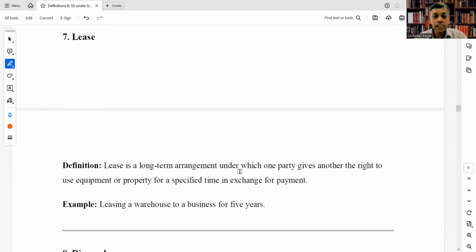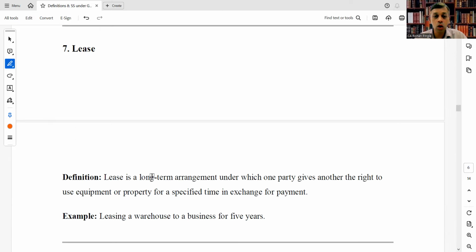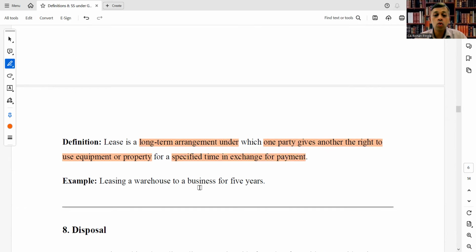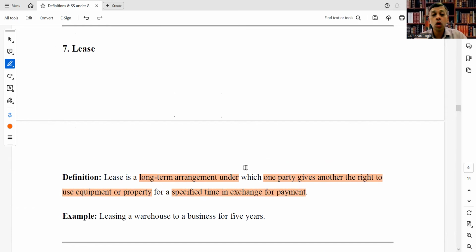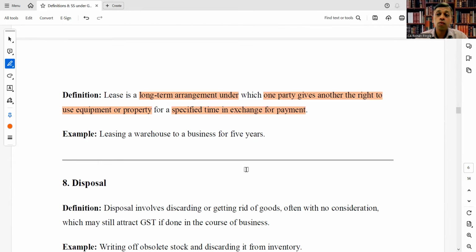Lease. Lease is not like a rental. It's a little bit different. Lease is a long-term arrangement under which one party gives another the right to use equipment or property for a specified time in exchange for payment. Example, leasing a warehouse to a business for 5 years. Most of the time it is long term, not like a rental, which can be short term also. Most leases are for 15, 20, 30 years, like that.